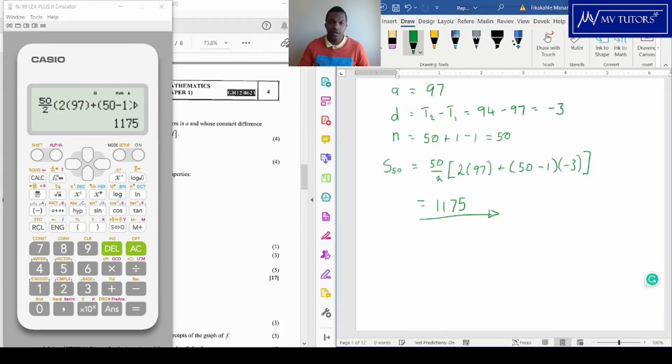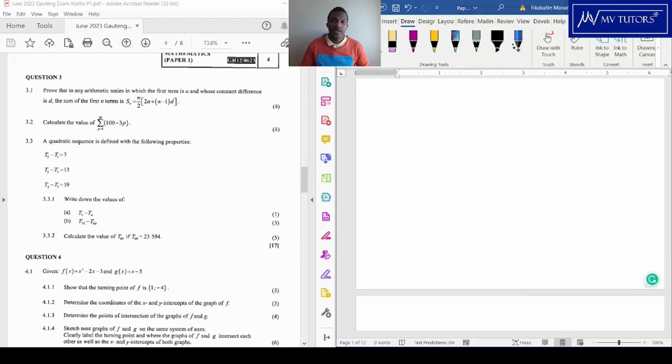Ladies and gentlemen, that is how you solve the question. Okay, let's look at the next question now, which is 3.3.1. Okay, so we've got T2 minus T1 is 7, T3 minus T2, and so on.